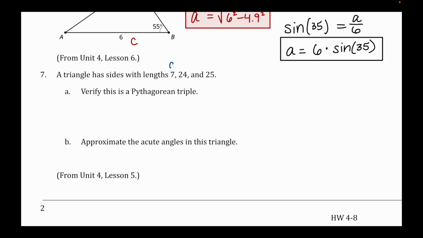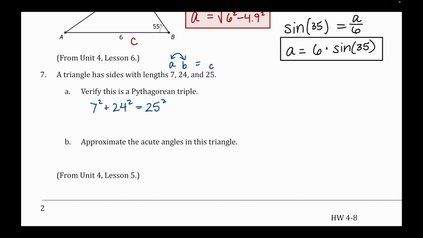So in this case, we would have A and C. Now, A and B, you could swap. Like, this is fine. If we flip-flopped these, that's okay. But it's going to be equal to, and then the C is going to be on its own. So we need to square all of these. So 7 squared plus 24 squared is going to equal 25 squared. And we're just going to multiply all this out.